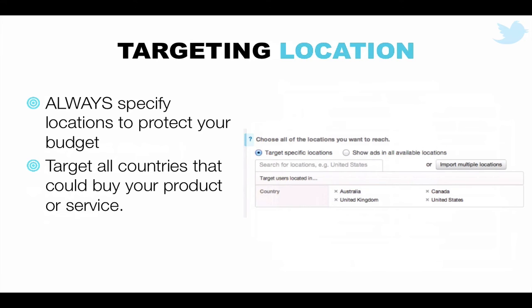You can test and target based on location as well, and in the location field, we always specify a location and never ever target all available locations. If you check all available locations, your budget will be spent in a very short period of time, mostly in countries that don't speak English, as it tends to happen. So we target the top 4 or 5 countries that actually tend to buy or consume our products and services. We would suggest that you always specify location to protect your budget, and target all the countries, regions and cities that could buy your product or service.